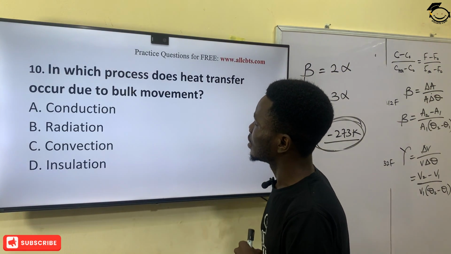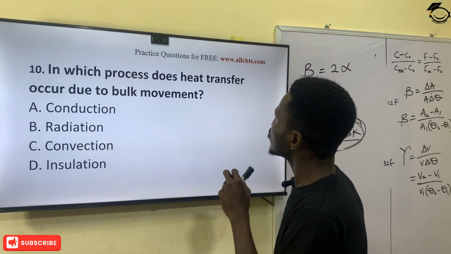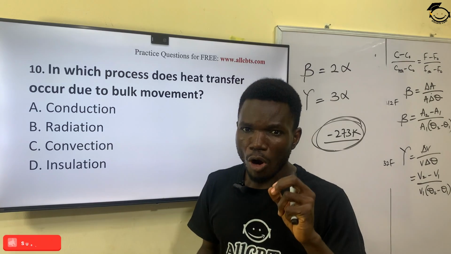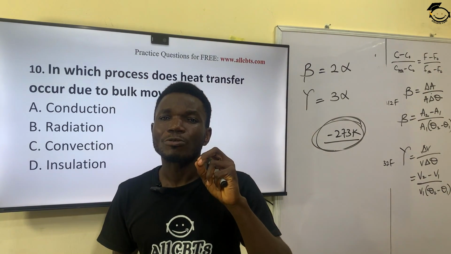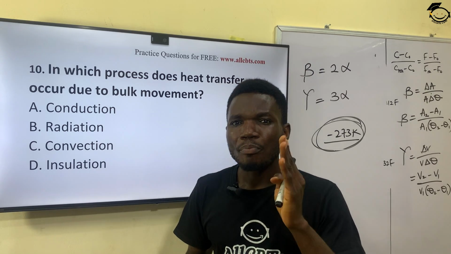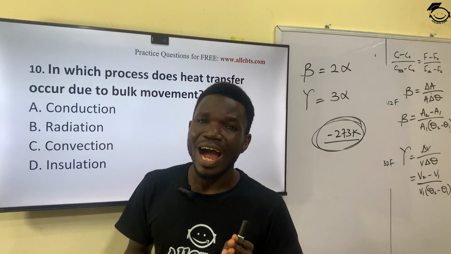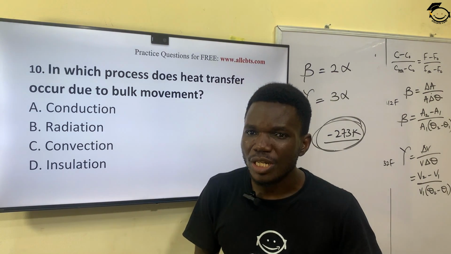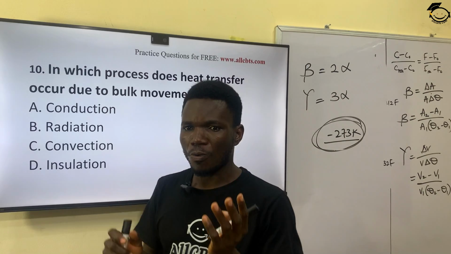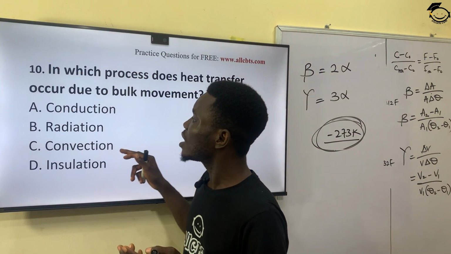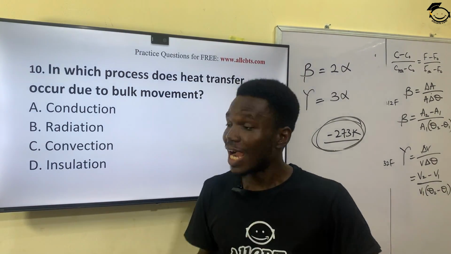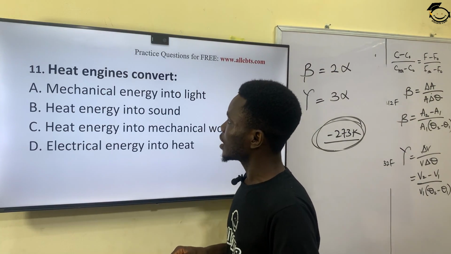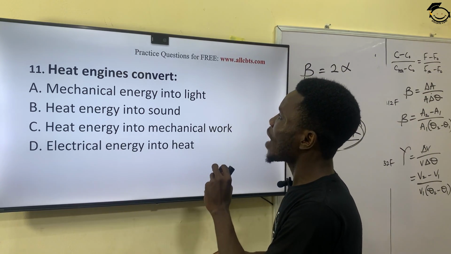Moving on to question number 10. It says, in which process does heat transfer occur due to bulk movement? The method where bulk movement occurs in heat transfer is convection. In convection, the particles of the liquid or fluid move in bulk. So bulk movement only occurs in convection, and that is option C. Moving on to question number 11, it says, heat energy converts dash.